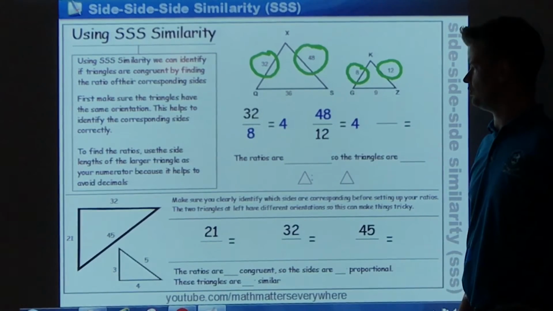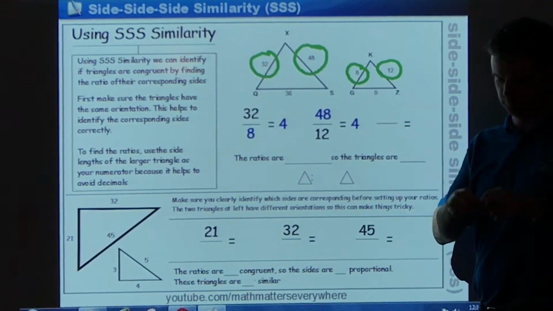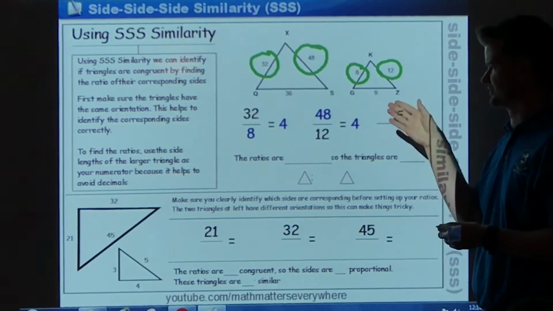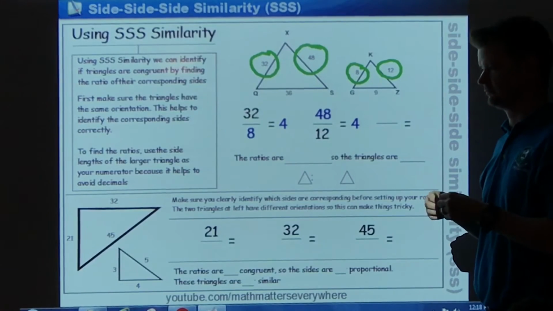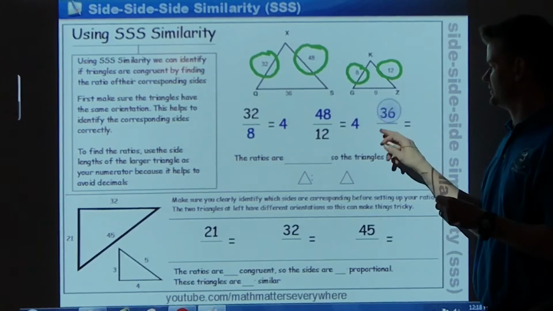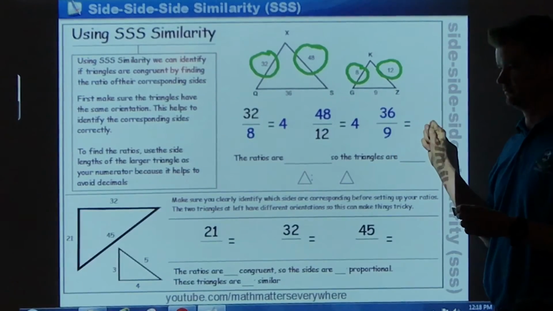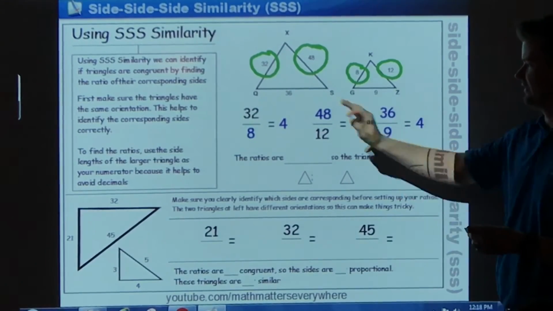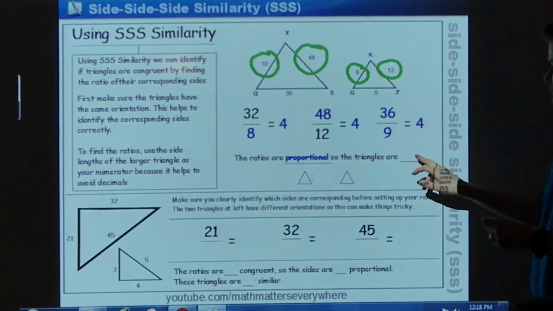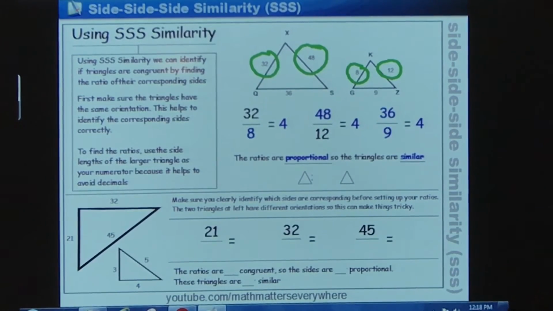So, let's go to Roman. Tell me, what is this fraction, Roman? 36 over 9. Dividing that gives me 3. I mean, sorry, it's 4. So 4, 4, 4. That means the ratios are proportional, so the triangles are similar. All the sides are proportional, the ratios are congruent, I should say. So that means that XQS is similar to KGZ. All the ratios were the same.